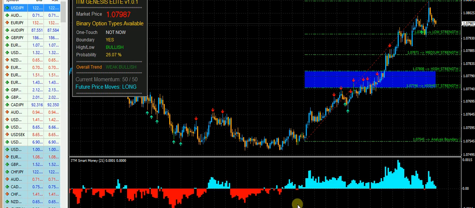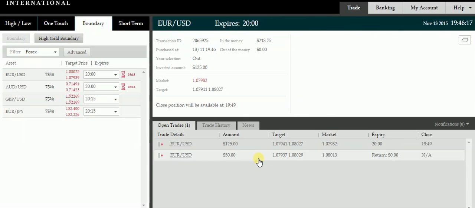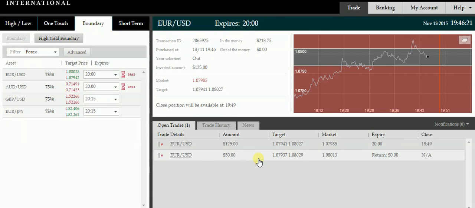So let's come back again to see if that boundary position is still available. So indeed it's still available, so we'll enter buy so that we can recover our loss on the previous trade and make a profit on this trade as well. So we'll pause the video and we'll come back to you at expiry to show you the results. Thank you.